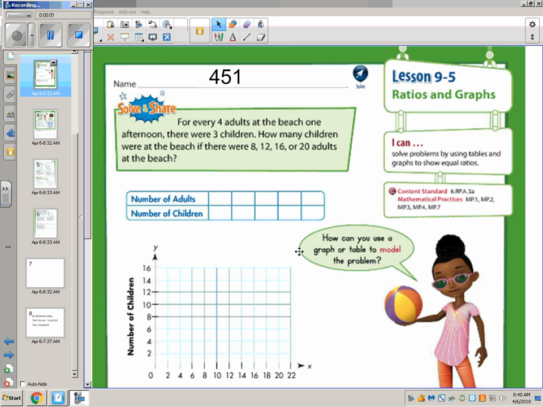Hello students, today we are on page 451, that is lesson 9.5, which is on ratios and graphs. So if you're not already open to page 451, open your book there now so you can follow along and fill it in as we go.